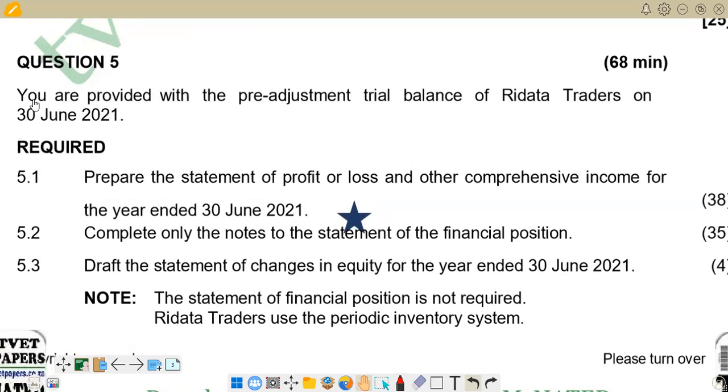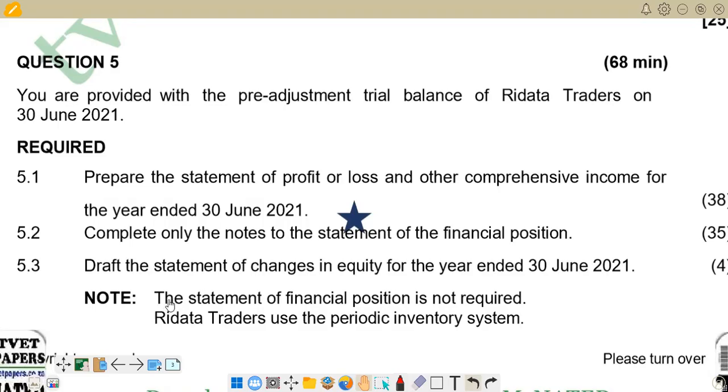The question reads: You are provided with the pre-adjustment trial balance of pre-data traders on 30 June 2021. Then on the required part, the first part, the question is saying prepare the statement of profit or loss and other comprehensive income for the year ended 30 June 2021. That is the first part. Then the second part requires us to complete only the notes to the statement of the financial position. And lastly, we also have to draft the statement of changes in equity for the year ended 30 June 2021. Then we also have a note there which reads the statement of financial position is not required.